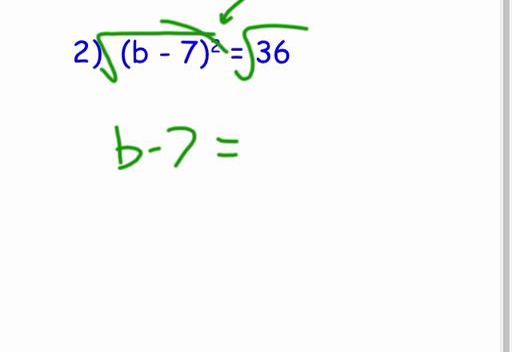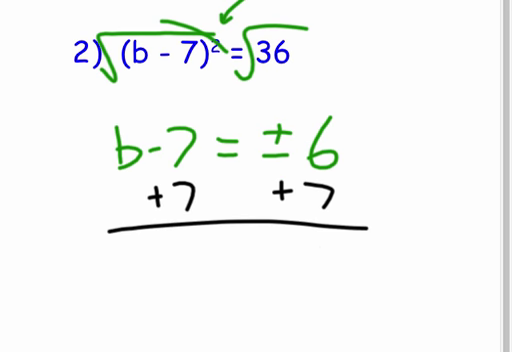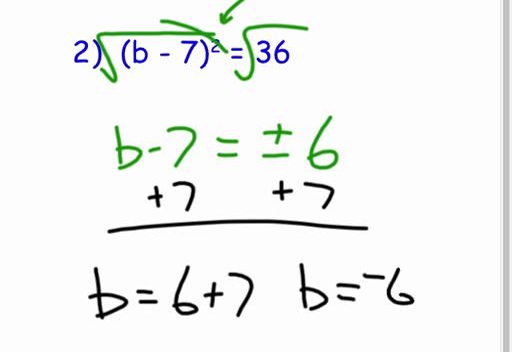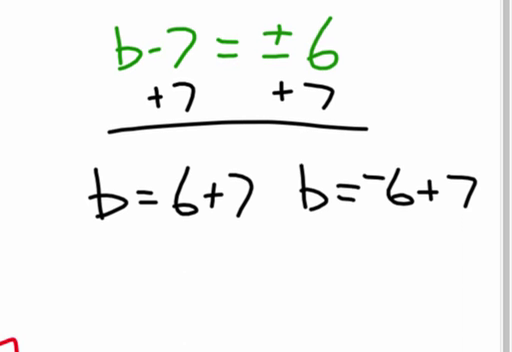I know that, well, 6 times 6 is 36, right? But isn't negative 6 times negative 6 also 36? So this is really plus or minus 6. It's both of those, okay? Because it could be a positive 6 or a negative 6. So now when I solve for b and I add 7, what happens is I got two different situations. I got b is going to equal, well, this plus 6 plus 7, and b is also going to equal negative 6 plus 7. It equals both situations.